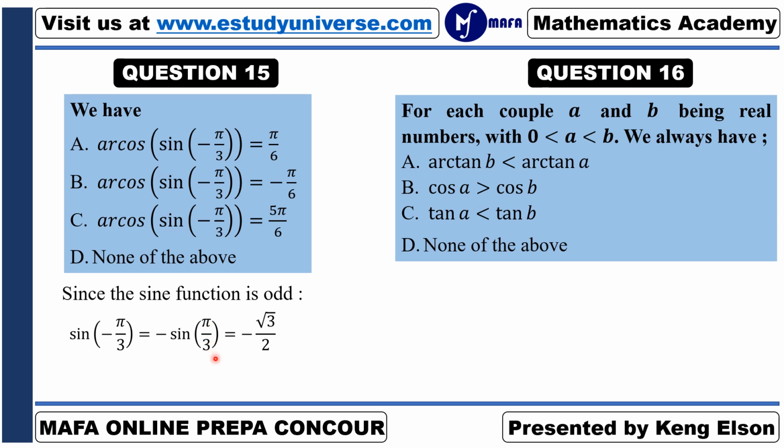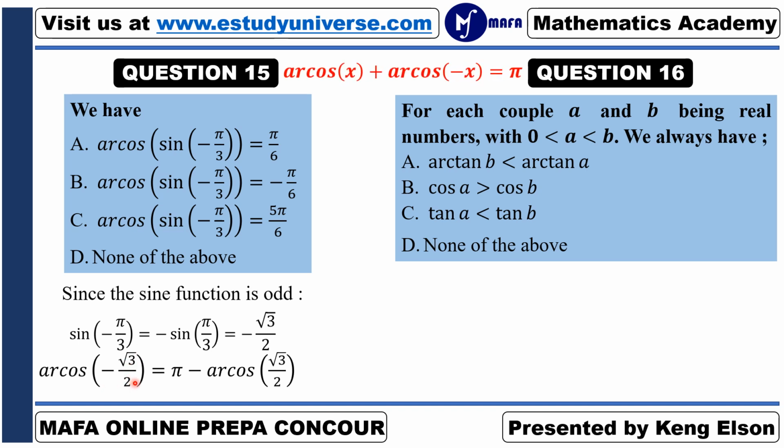Pi over 3 in degrees is 60 degrees and the sine of 60 degrees is root 3 on 2. So the sine of negative pi over 3 is negative the sine of pi over 3, as we have seen, which is now negative root 3 divided by 2. Now we need to find the cos inverse of negative root 3 divided by 2. And we should recall that whenever we add the cos inverse of an angle to the cos inverse of negative of that angle, we always get pi. Okay, we can prove it, but there is no time to do that. So it therefore means that to find the cos inverse of negative root 3 on 2, I will just take pi minus the cos inverse of root 3 on 2.